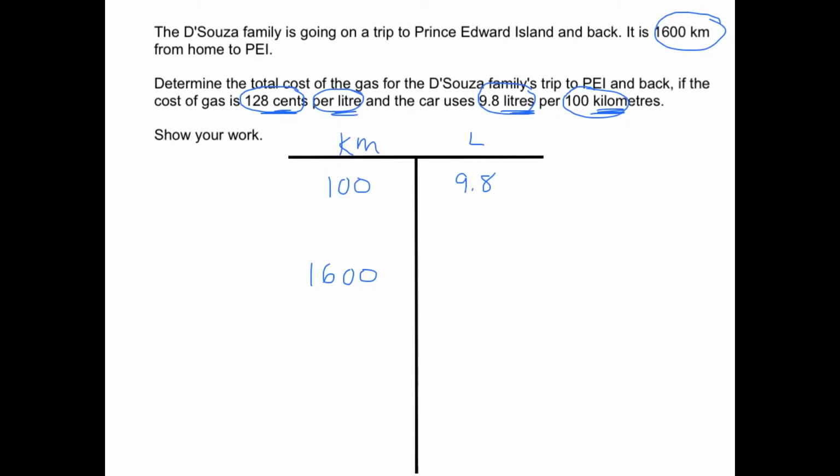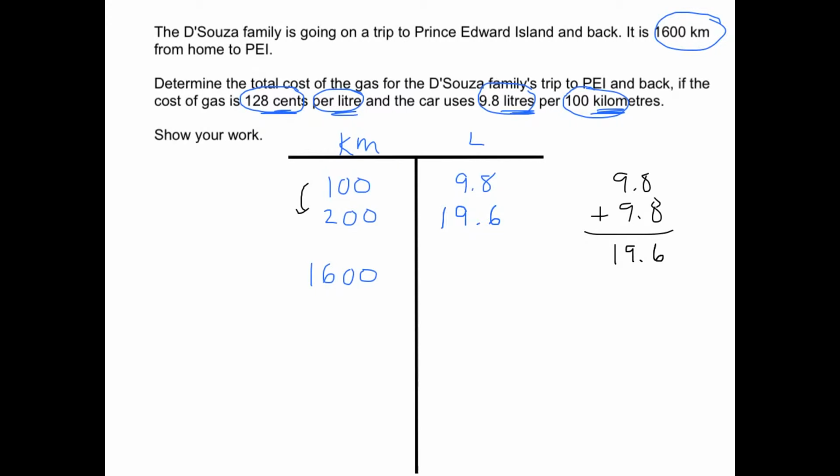What if I asked you to calculate how many liters the car uses for 200 kilometers? Well, what did I do to the number 100 to get to 200? I doubled it. 100 plus 100 is 200. So what would I need to do to the amount of liters? I would also double it. So let's do 9.8 plus 9.8. If I'm doubling the number of kilometers, I'm going to double the number of liters. 9.8 plus 9.8 is 19.6. So for every 200 kilometers, the car uses 19.6 liters.